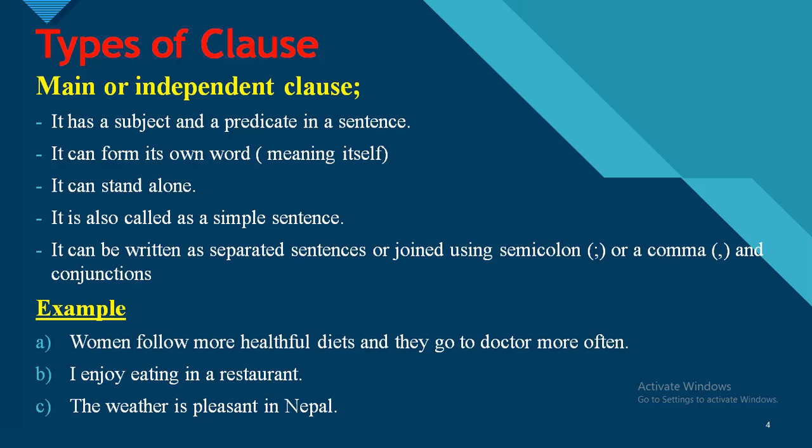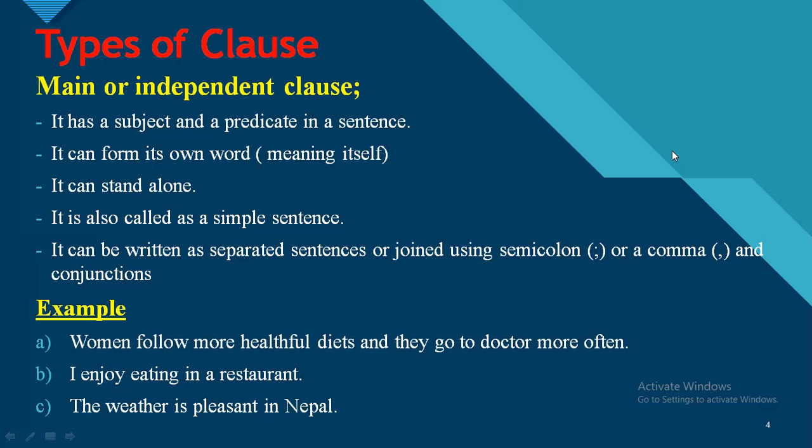Here are some examples of an independent clause, which gives its own meaning and doesn't depend on another form. Like: women follow more helpful diets, and they go to the doctor more often. This sentence is joined with the conjunction and, and it gives a complete sense in itself. Another is one clause with one sentence that doesn't depend on another: I enjoy eating in a restaurant. It also has its own meaning.